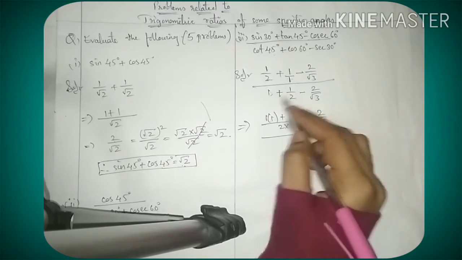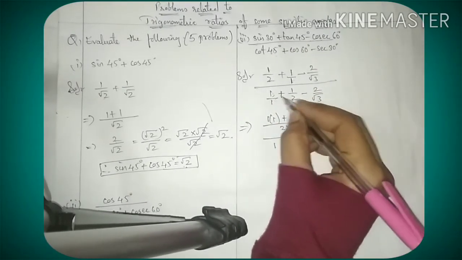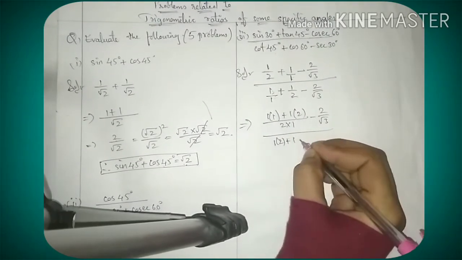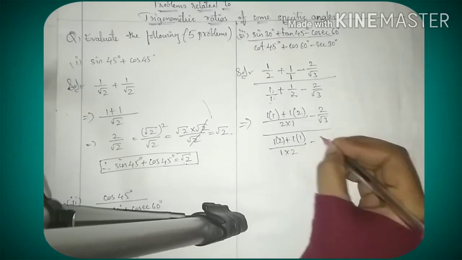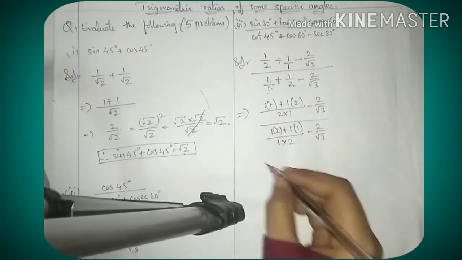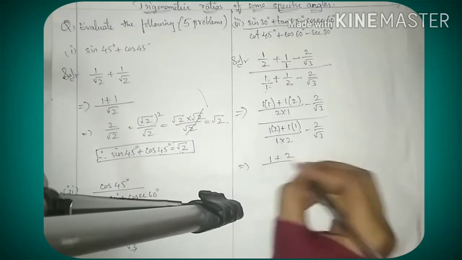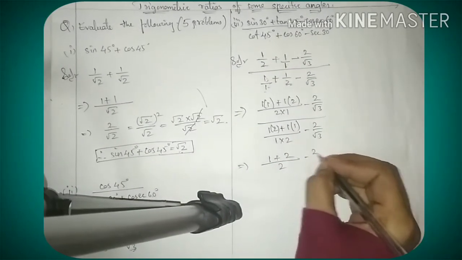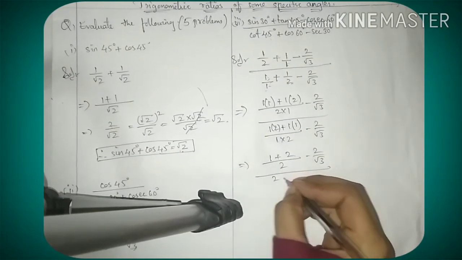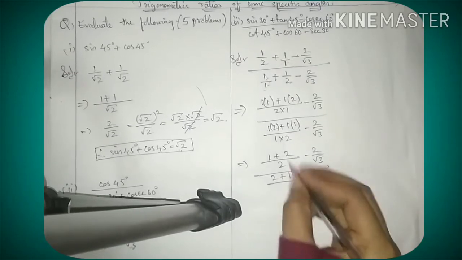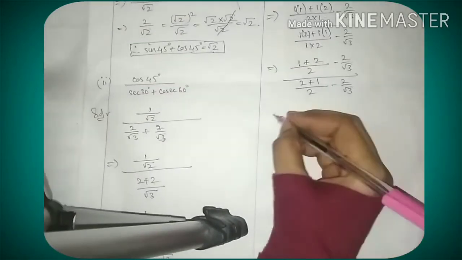By the same method here, first we will solve this 2. Nothing is there, so we are writing 1. 1 into 2 plus 1 into 1 by 1 into 2 minus 2 by root 3. Now 1 into 1 we are getting 1 plus 1 into 2, 2. 2 into 1, 2 by 2 by root 3, by 1 into 2, 2 plus 1 into 1, 1 by 1 into 2, 2 minus 2 by root 3.